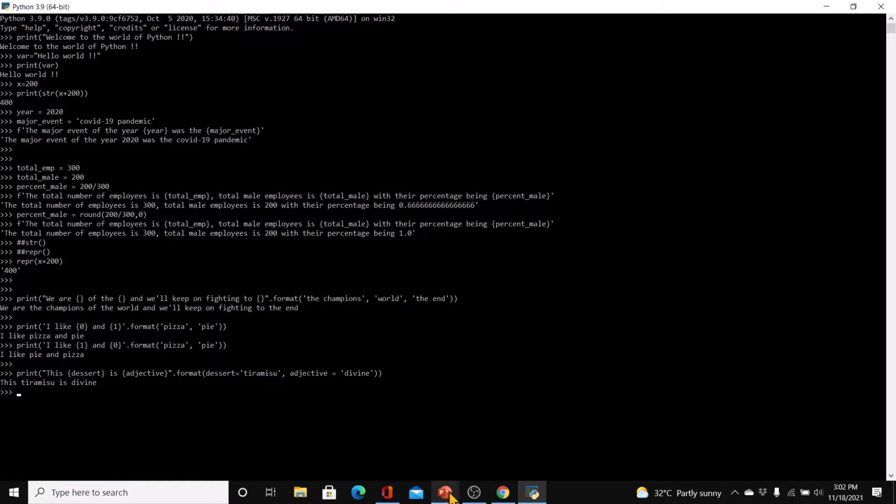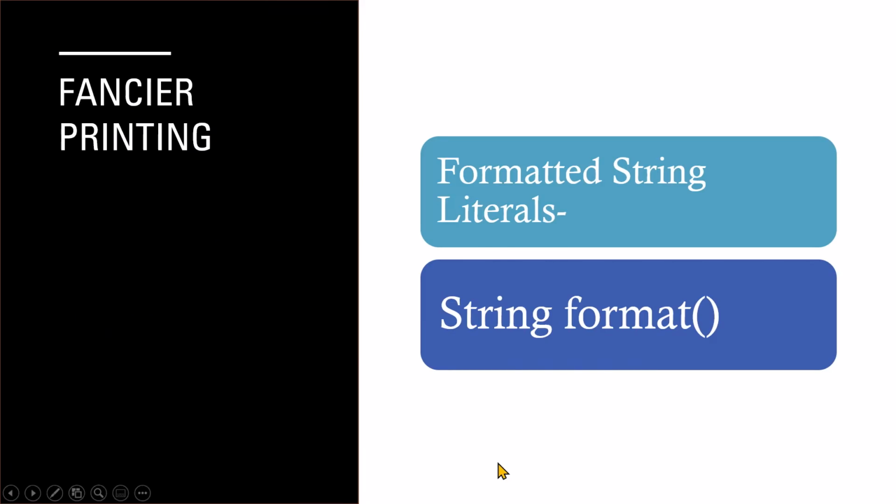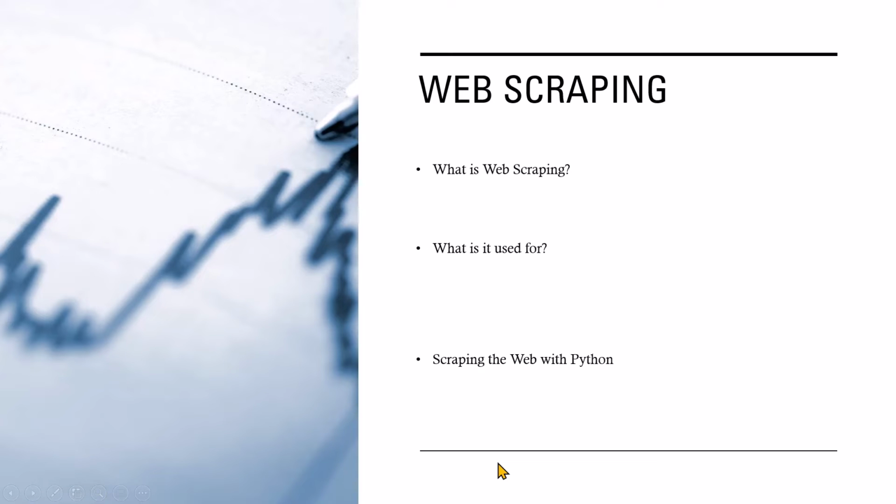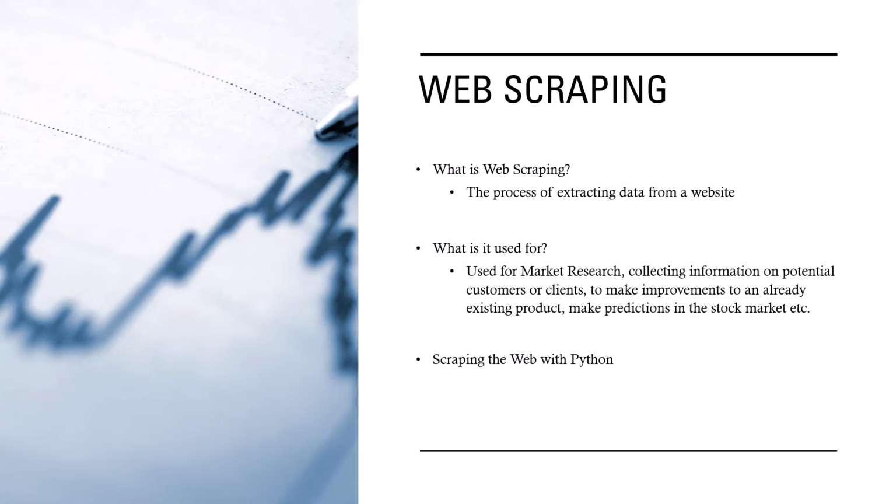Right, now let's move on to web scraping. What exactly is web scraping? Web scraping is nothing but the process of extracting data from a website. So it allows us to get different types of data that we can use for different purposes. What are the purposes? Market research, looking to build a better product, getting information on clients or customers, predictions in the stock market, etc.